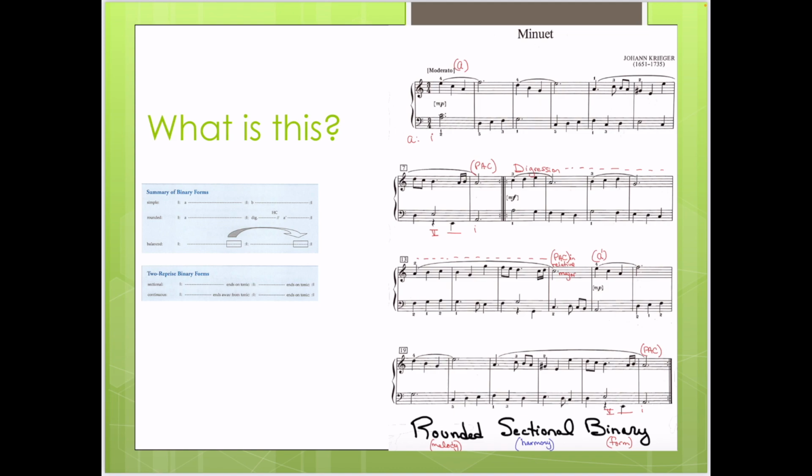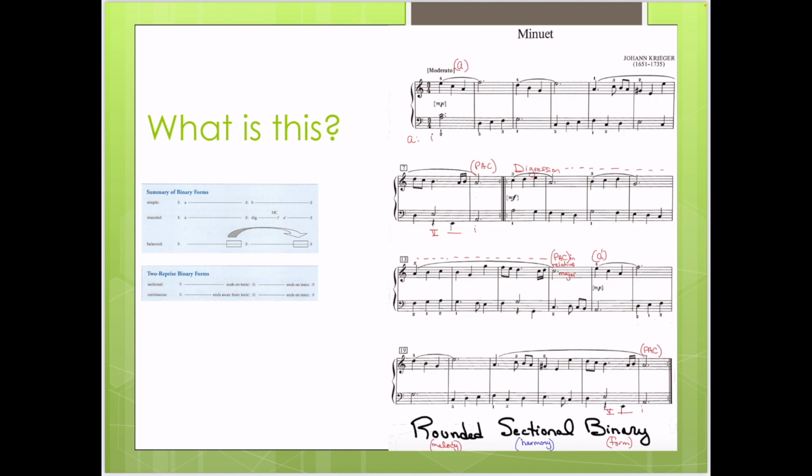That's something new, both harmonically and melodically. Now I know that in the diagram of the rounded binary, it says it's supposed to cadence right there as a half cadence. This one did not do that.